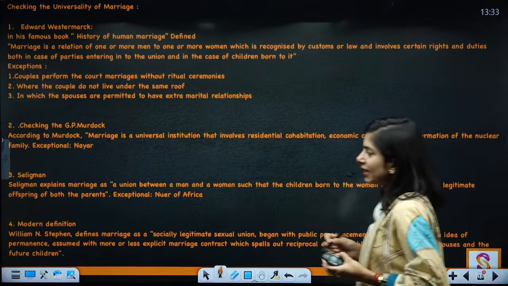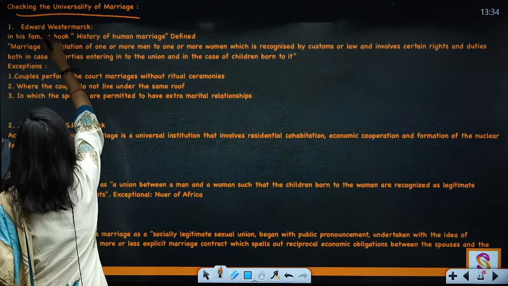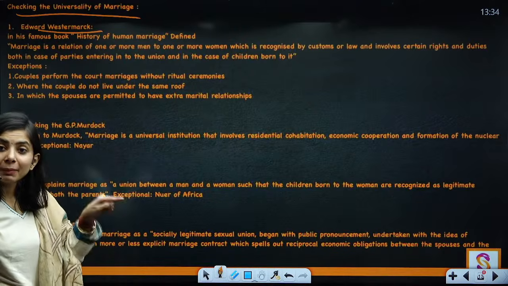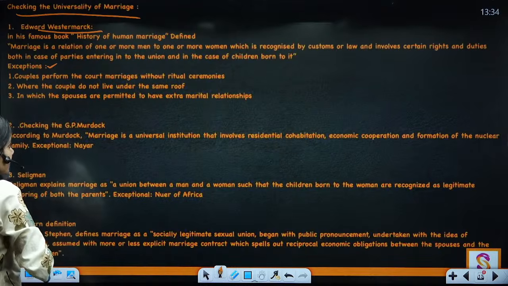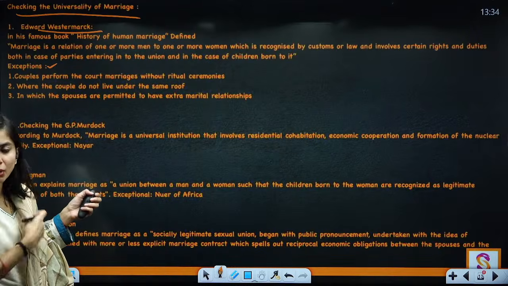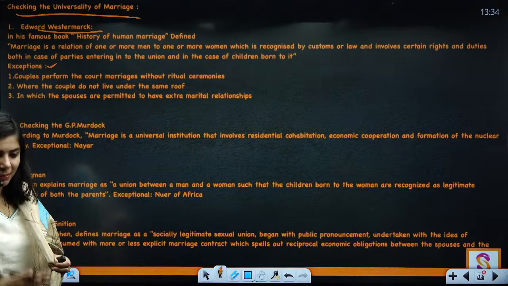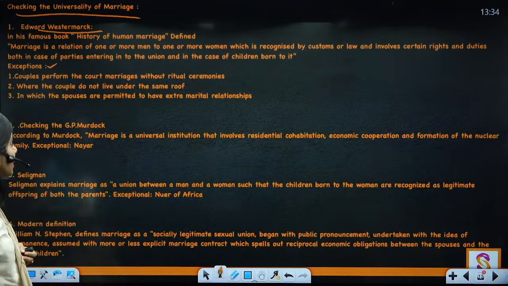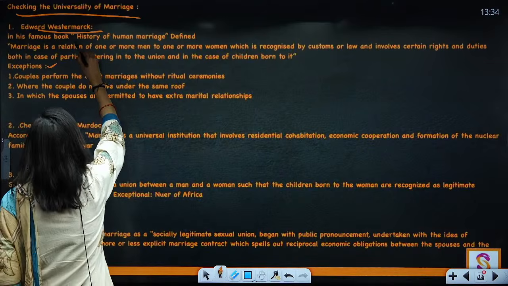Now, next part, what we need to do is check the universality. We are going to mention the name of the anthropologist, remember the definition given by them, and then mention the exceptional cases, just to show that the definition is not universal. Marriage is completely universal, but the definition of marriage is not universal. Like Edward Westermark in his book History of Human Marriages.